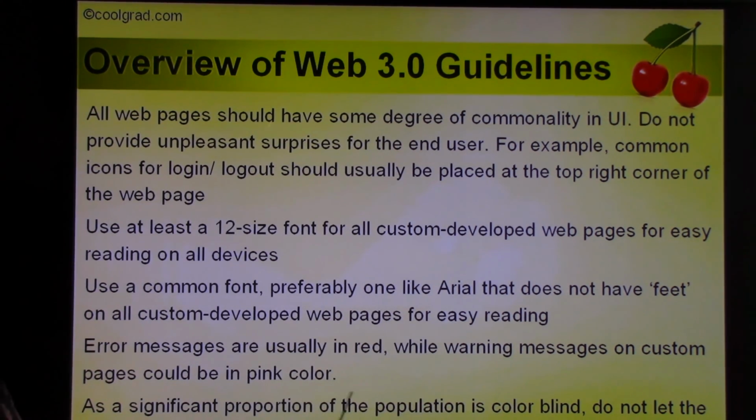And a significant proportion of the population is colorblind. Do not let the users rely on color code to identify UI elements. A lot of people in the world are colorblind. You'll be surprised to know the statistics, look it up. And so use different icons for different functionalities. Don't expect users to be able to differentiate colors. So use different icons, different pictures, different symbols to distinguish between different functionalities.